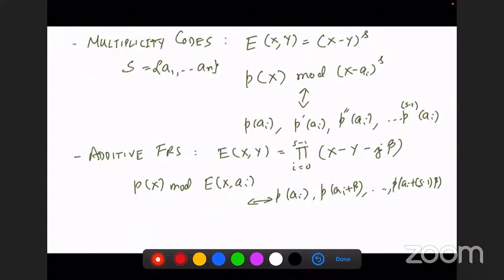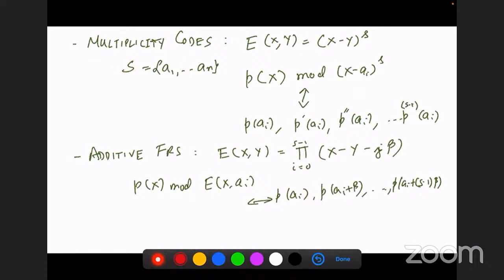So let's look at a few more examples of codes defined in this language. These are another well-studied family of codes, multiplicity codes. Here the bivariate ideal has a very clean form. E(X,Y) is just (x minus y) to the power s.